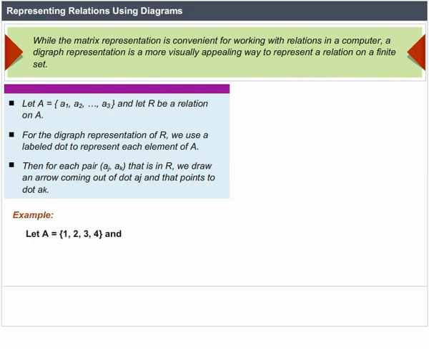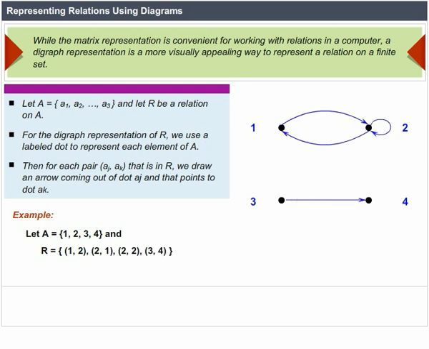Example: let A equal {1, 2, 3, 4} and R equal {(1, 2), (2, 1), (2, 2), (3, 4)}. Representing relations using digraphs.